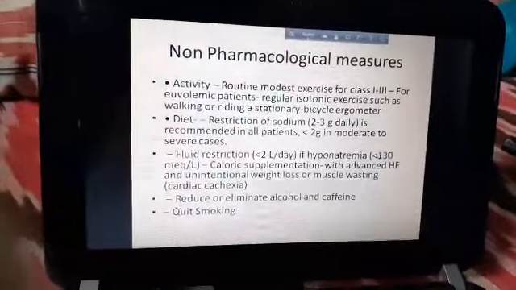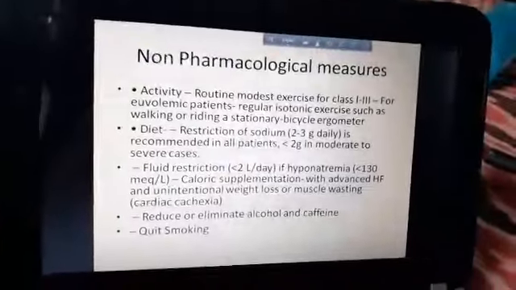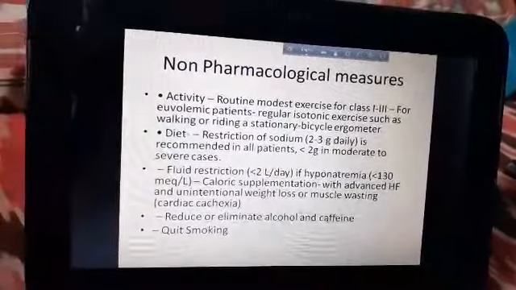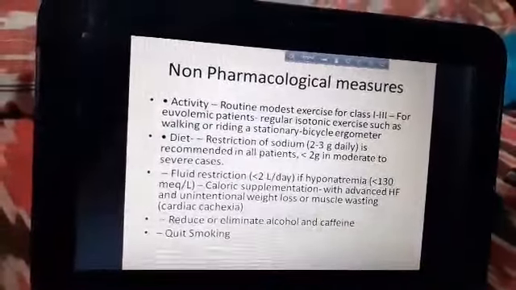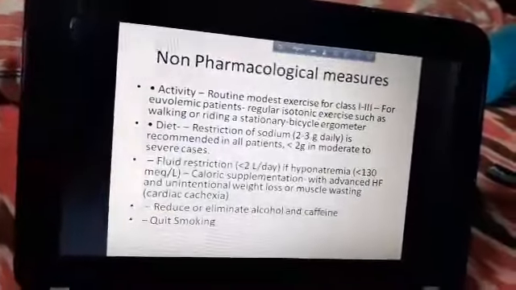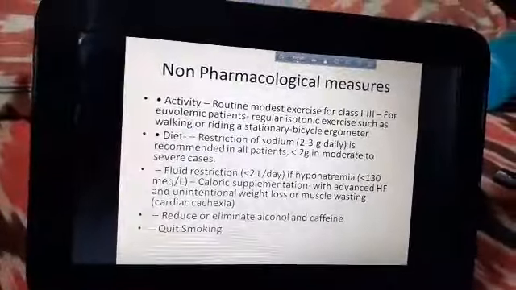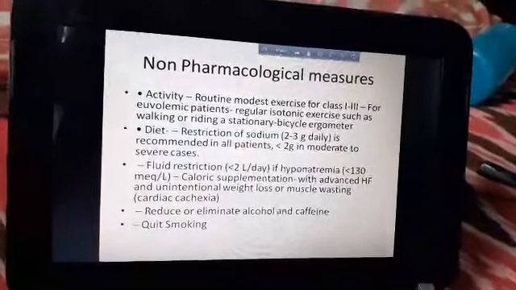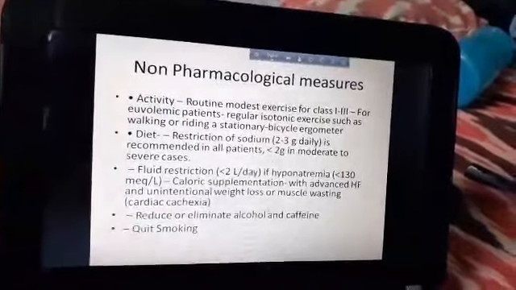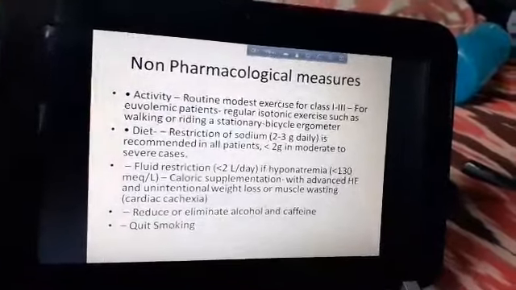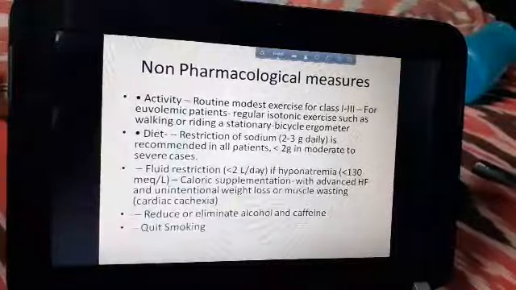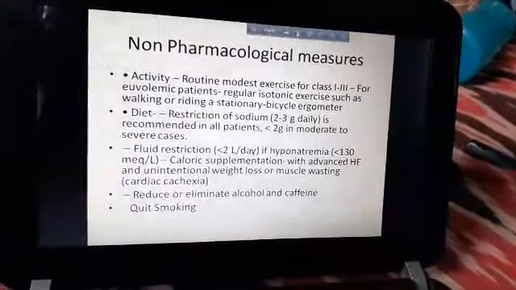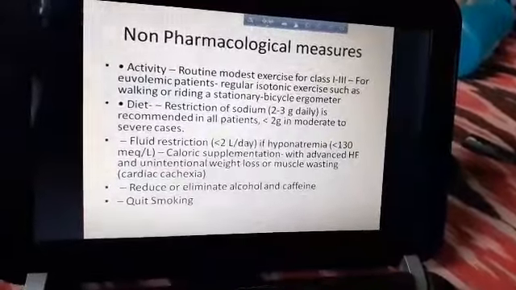Now next, a few non-pharmacological measures. We need to reduce the sodium significantly. It is 2 to 3 gram daily. So sodium chloride actually. Salt restriction is a must for successful therapy of heart failure. Otherwise there is again salt and water accumulation in the body, and the sodium chloride intake should be less than 3 gram per day, whereas in hypertension it is less than 6 gram per day, but in heart failure the limit is further lower. And fluid restriction is needed if there is hyponatremia, but we have to use calorie supplementation.